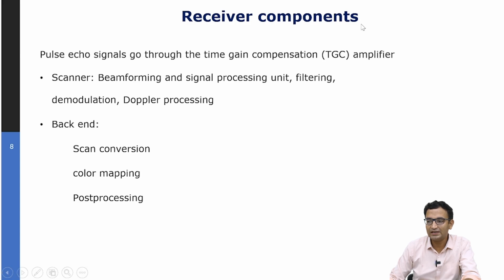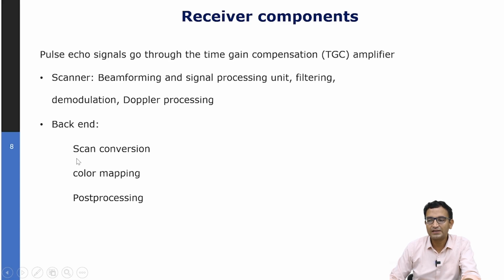Now, in terms of the receiver, the received signals go through a time gain compensation amplifier. We'll be discussing in detail what this time gain compensation amplifier is. The scanner unit contains beamforming and signal processing units, filters for improving the signal to noise ratio, the demodulation unit components, and specialized electronics for Doppler processing. All these will be discussed in more detail in future lectures.